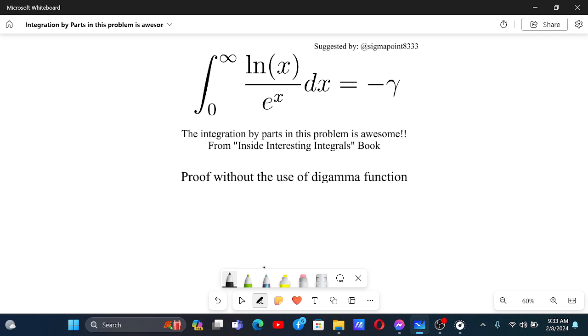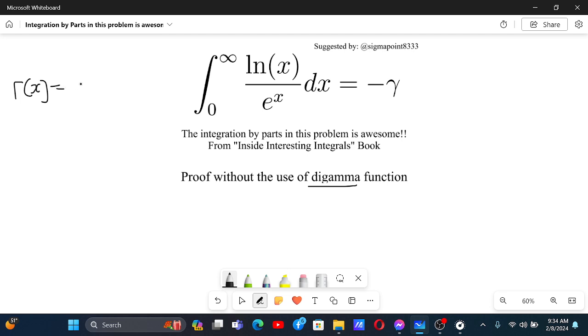The integration by parts in this problem is awesome, and this is from the Inside Interesting Integrals book, and I do suggest you check this book because there are a lot of fascinating integrals. And basically in my previous video I proved this integral using the digamma function. Yeah, so basically we started from the gamma function.